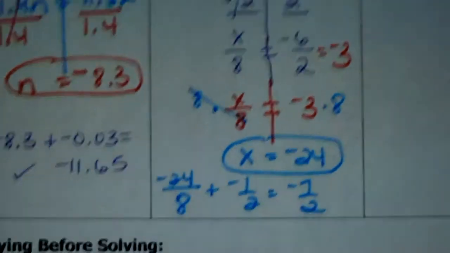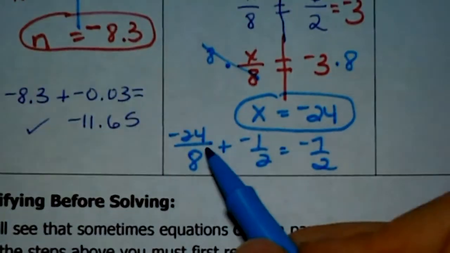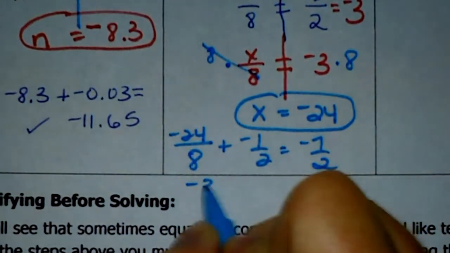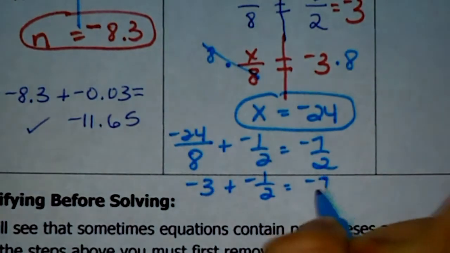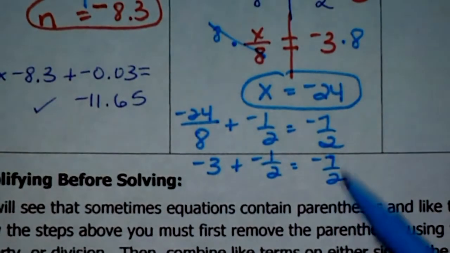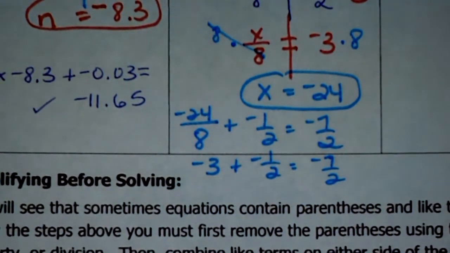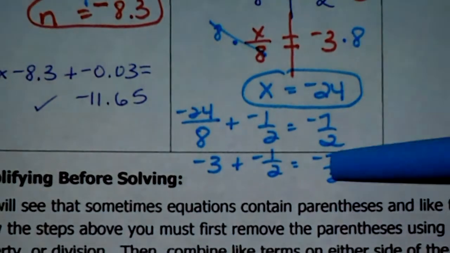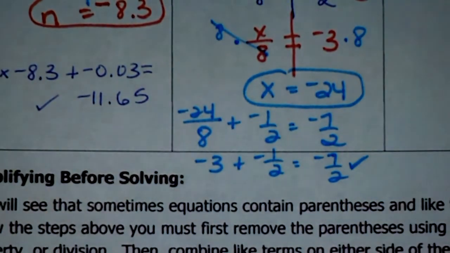And see if you get the same thing. So -24 divided by 8, that gives me -3. And -3 plus -1/2, that's -3.5, right? If we change this improper -7/2, wouldn't we get -3.5? Yeah, 2 goes into 7 3 times, 1 left over out of 2. So it checks out. It works.